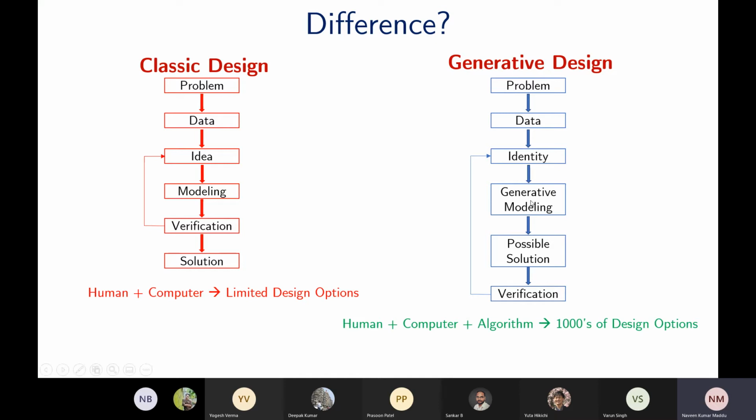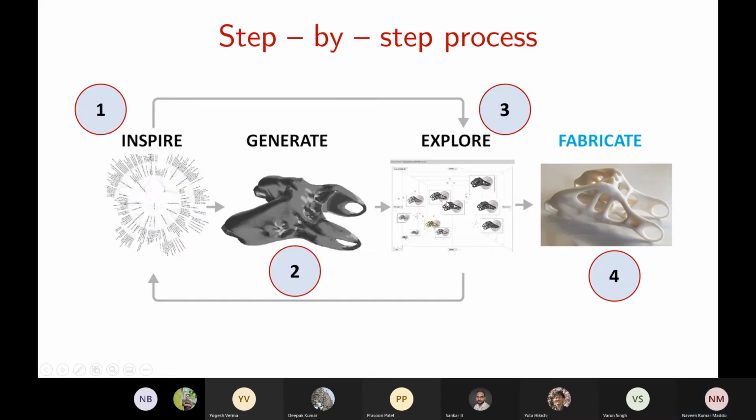So once you give that, then obviously it will model generatively, and then some possible solutions are found out and you verify them. And if you're satisfied with that, okay. If you're not satisfied, then you have to change your identity and keep on doing this. And this is how human plus computer, some algorithms of AI and cloud computing will give you thousands of design options. So this is how the generative design works.